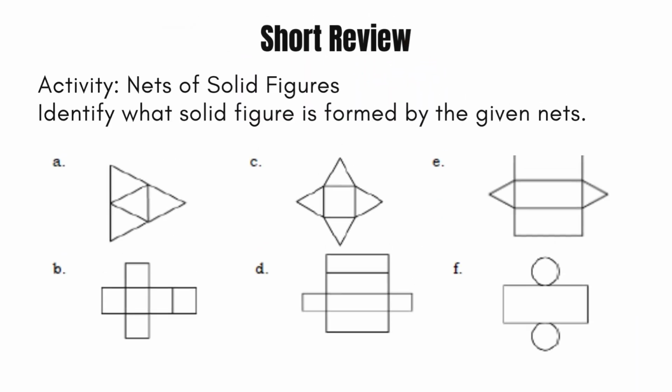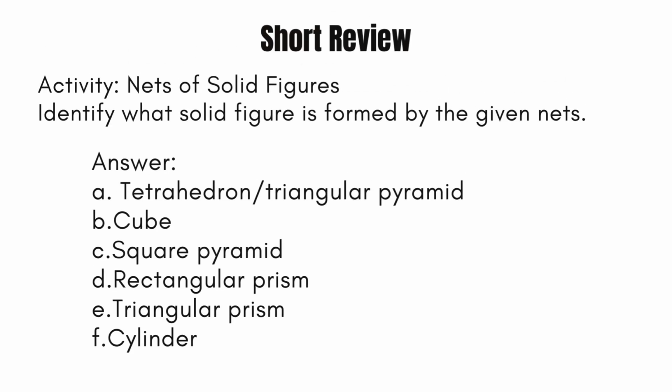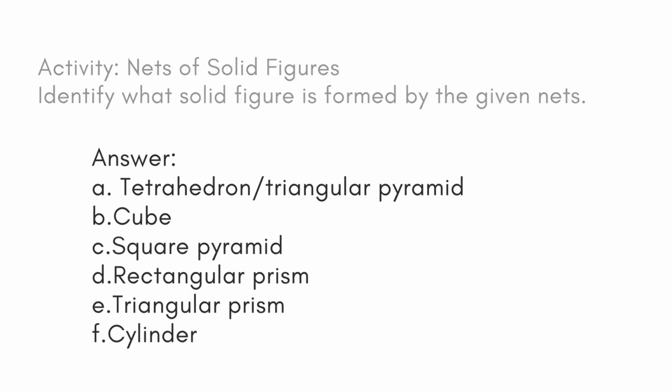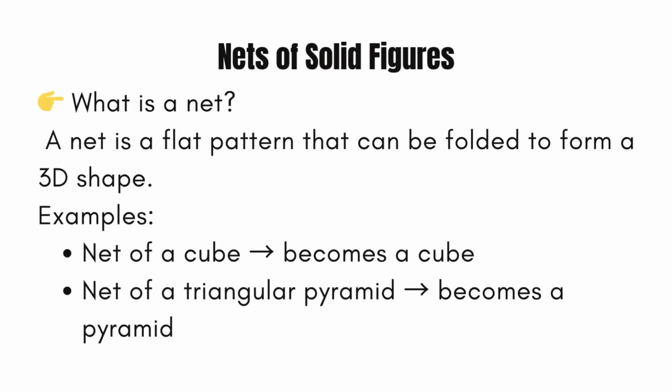Let's review. Identify the solid figures that can be formed by using the following nets. Before we level up, let's review nets. What is a net? A net is a flat pattern that can be folded to form a 3D shape. Examples: net of a cube becomes a cube. Net of a triangular pyramid becomes a pyramid.